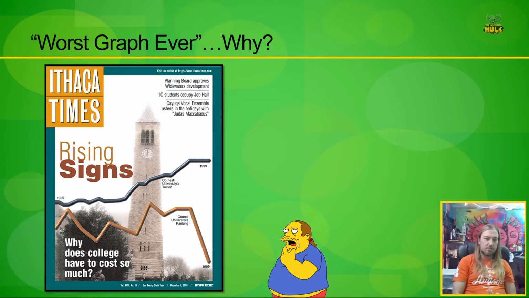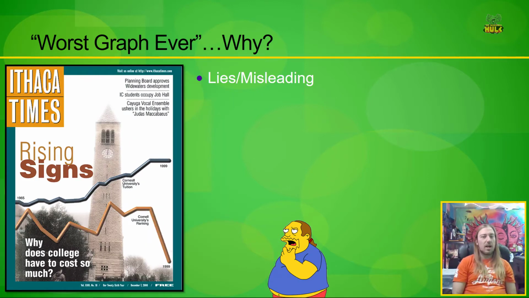So what do we see here? Looks like ranking continues to go down while tuition continues to go up. At least in a quick glance, that would not seem to be a good thing. It seems as though Cornell is charging more and more money while giving a less and less quality education. But let's look at the graph a little more closely, because there are several things in here that are, at the very minimum, misleading and maybe even outright lies. So first of all, look at the scales.